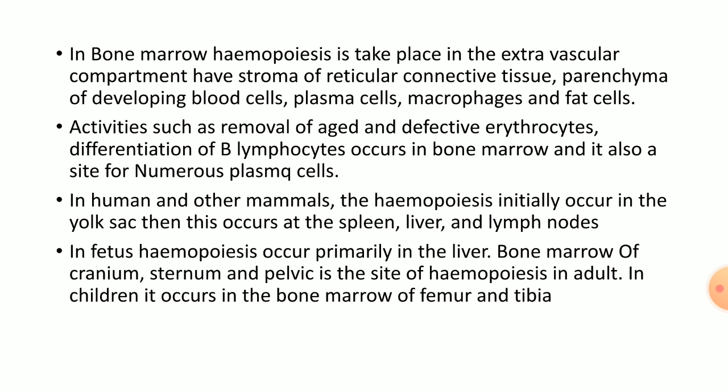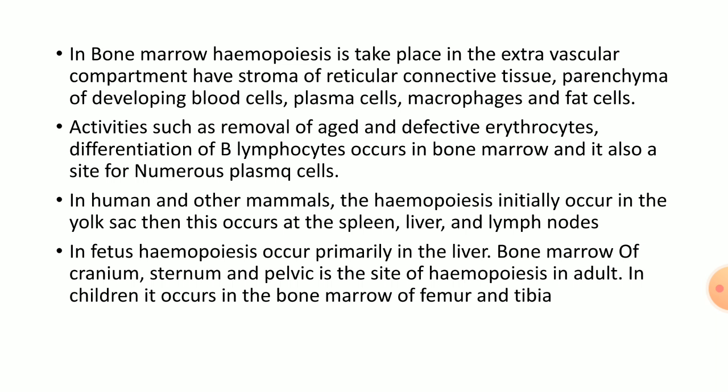In bone marrow, hemopoiesis takes place in the extravascular compartment. It consists of a stroma of reticular connective tissue and a parenchyma of developing blood cells, plasma cells, macrophages, and fat cells. The bone marrow is the site for other important activities such as removal of aged and defective erythrocytes, differentiation of B lymphocytes, and it is also the site of numerous plasma cells.